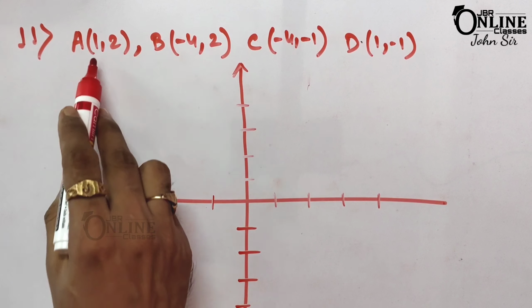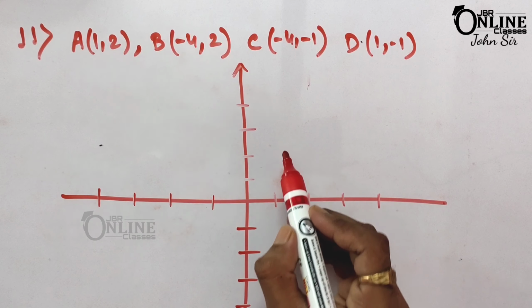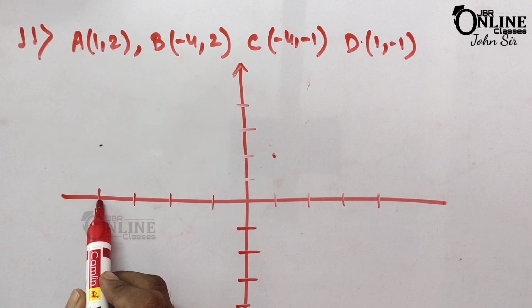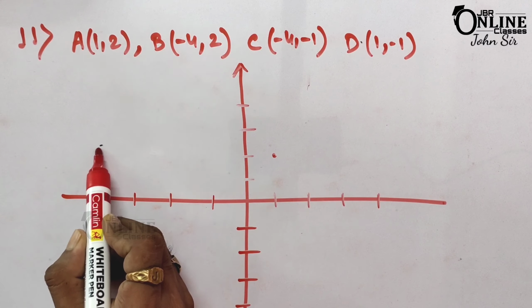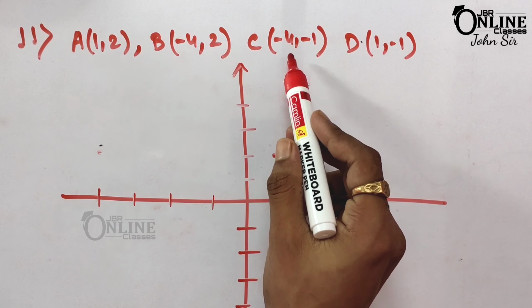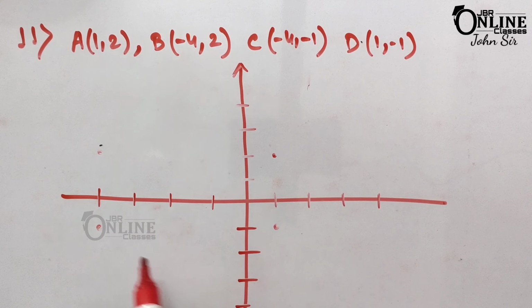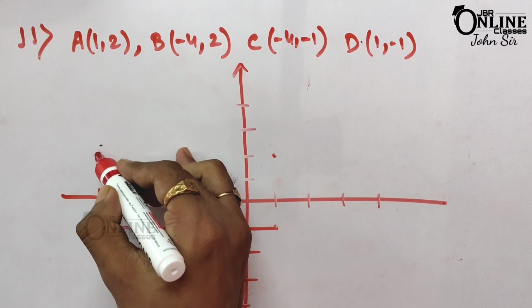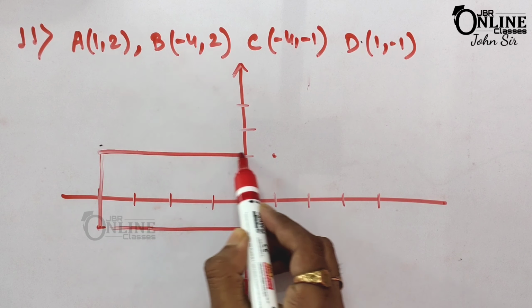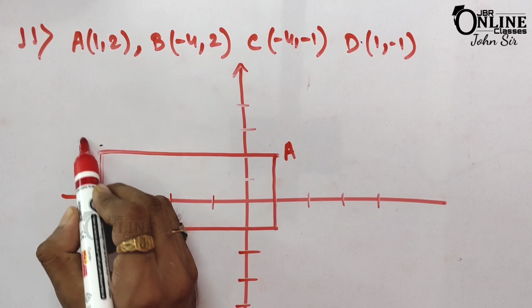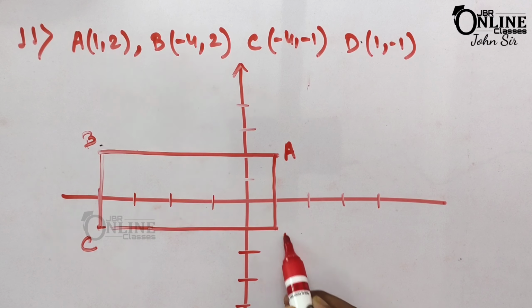As A is (1, 2), so 1 and then 2, that means this point. So this is the point A. Next B equals (-4, 2), that means this point. Next C equals (-4, -1), that means this one. And D equals (1, -1), so this one. If you connect these points, you will get this type of quadrilateral: point A, point B, point C, and the last one point D.